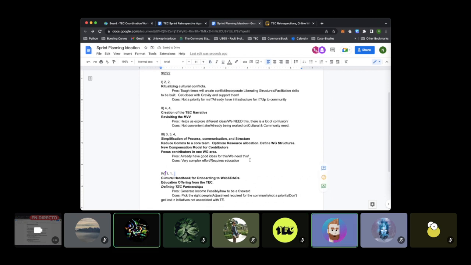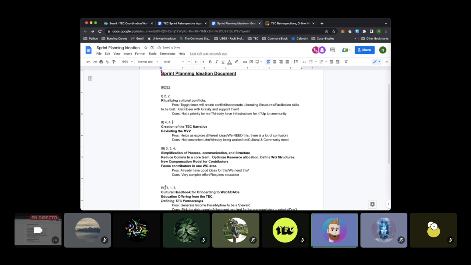For the cultural handbook and the education? Yes. Okay. My third priority would be number 1, and last, number 2. Okay. But is number 1 the most important, the first in order, or the last one? No, this is basically a point system, so your first choice will have the most points. Oh, okay. Yeah, I see.